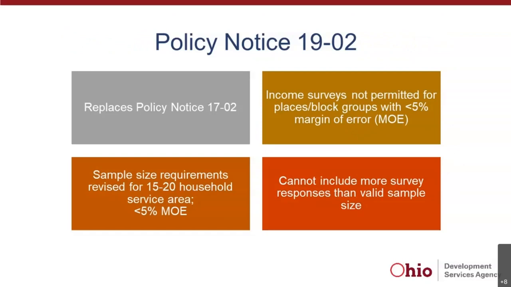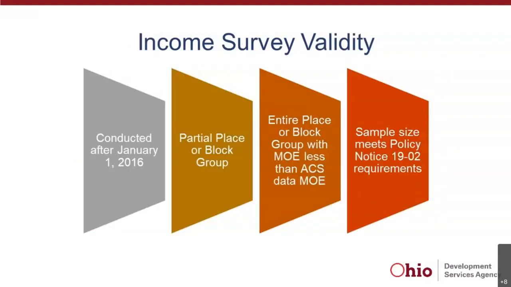1902 did replace 1702, with revised sample size requirements. Surveys can no longer include more responses than the valid sample size, and income surveys are prohibited for places and block groups with an American Community Survey data margin of error of less than 5%. In general, surveys are valid if conducted after January 1st of 2016, which is after the last day of data collection for the 2011-2015 ACS.